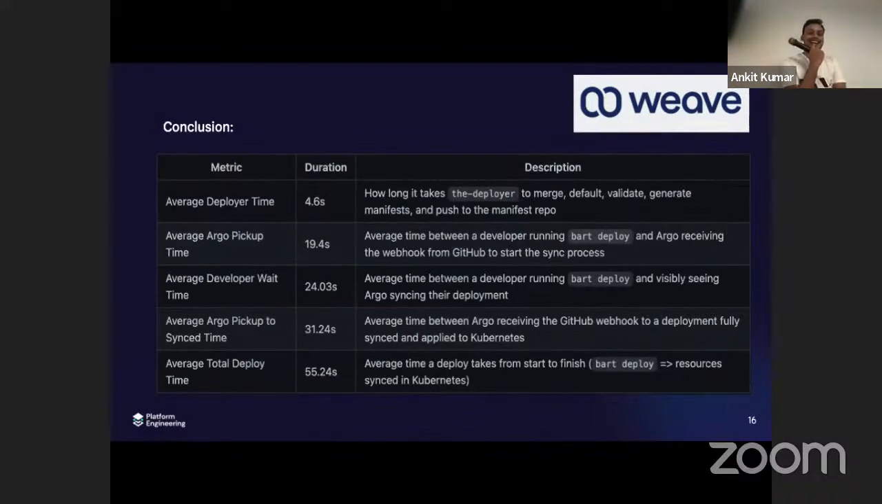So how does this tool help the developers, removing the developer cost? The average developer time was reduced to 4.6 seconds, and then how fast Argo picks up those generated manifests is almost 19.4 seconds, and the average developer wait time was 24.03 seconds. So coming from that phase to building an IDP team actually helps your organization increase your developers' productivity. So how much is the reduction from the original deployment?